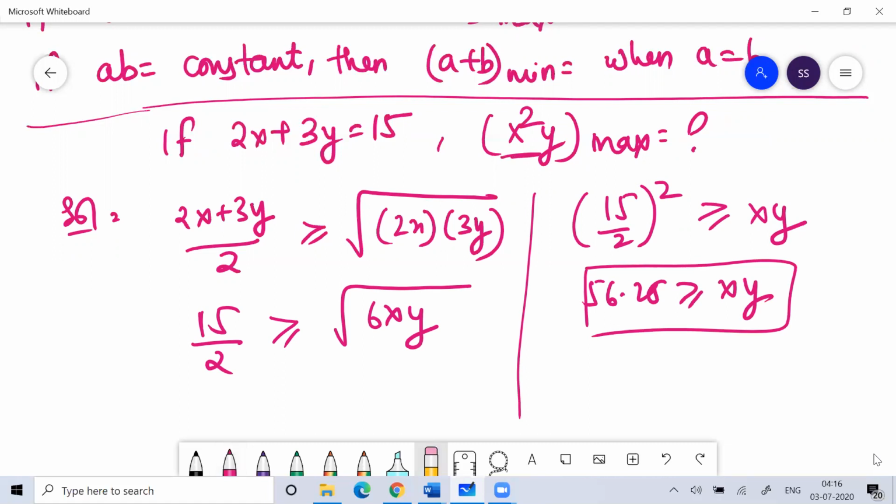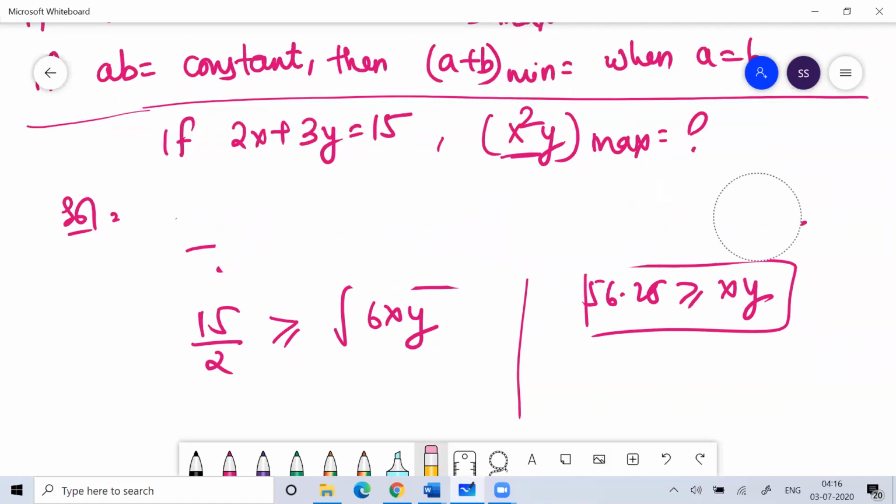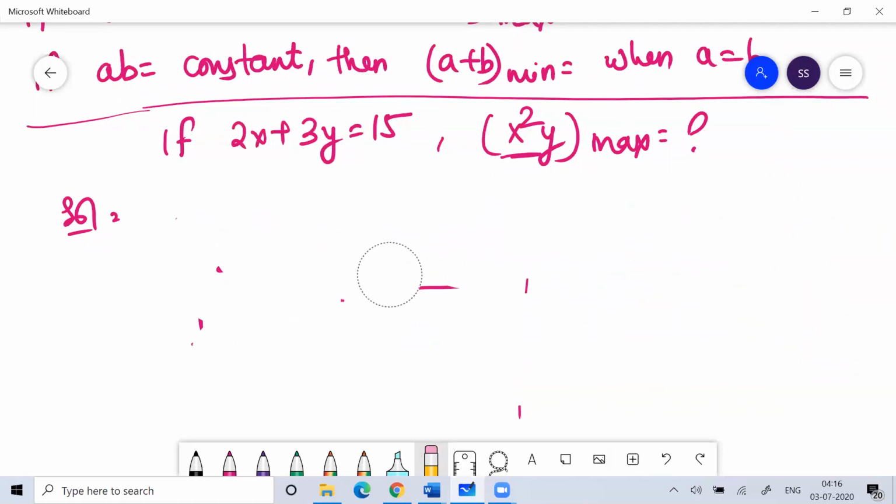So you have to understand this. I want x square here. What I can do is write 2x as x plus x. Because when I multiply x into x, it will give me x square. Although in the sum it will not make any change, in the product it will. So can I break 2x as x plus x? Then the three numbers are x, x and 3y, so x plus x plus 3y is equal to 15.